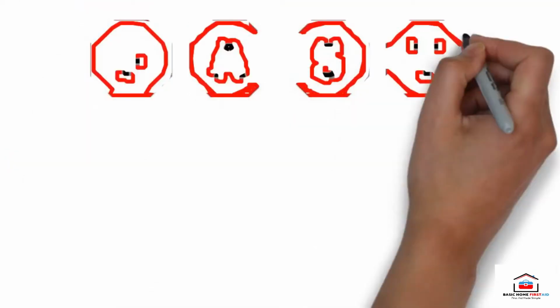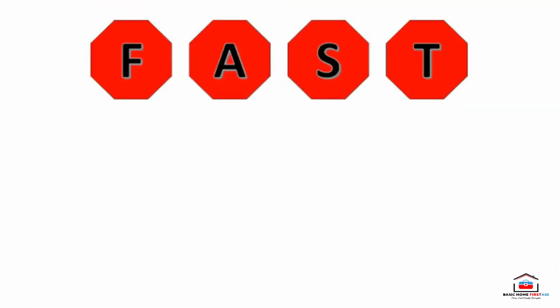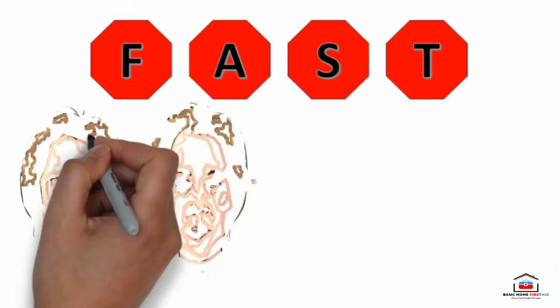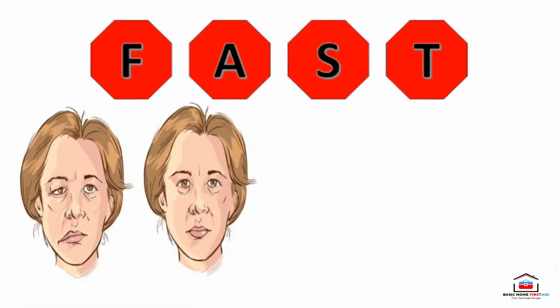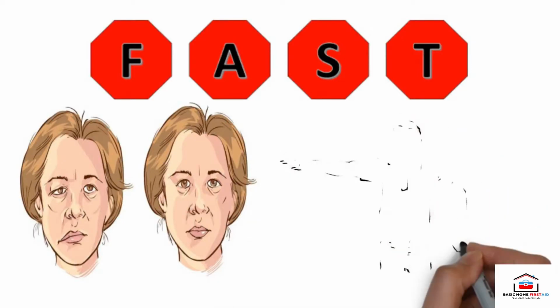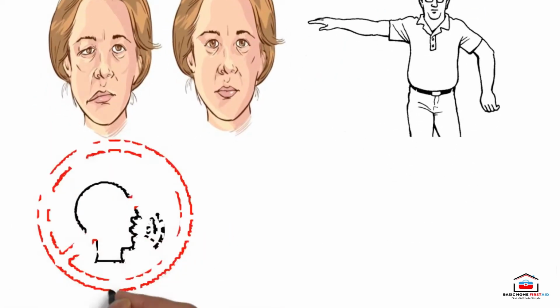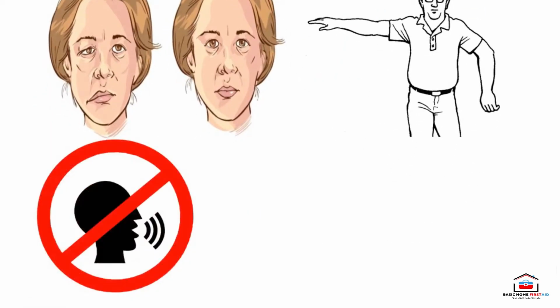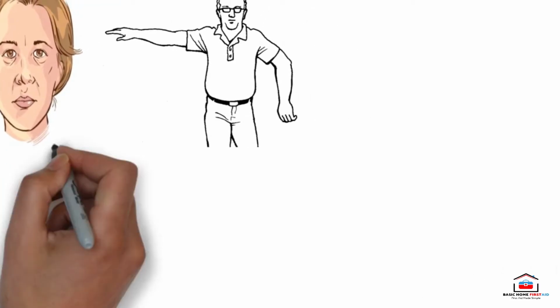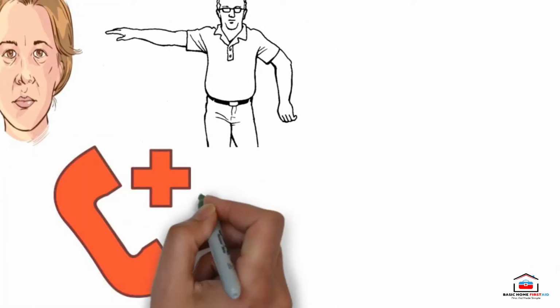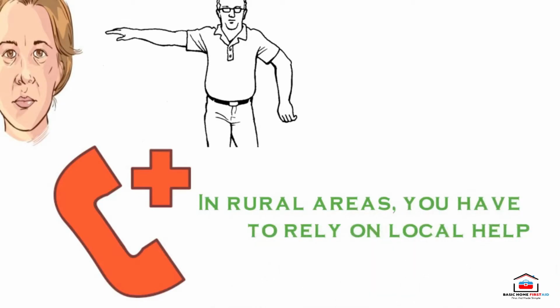Recognition of an individual having a stroke is done using the FAST guide. F for facial weakness, where the casualty is unable to smile evenly and the mouth or eye may be drooping. A for arm weakness, where the casualty is only able to raise one of his arms. S for speech problems, the casualty is unable to speak clearly or may not understand spoken word. T, which is time to call for emergency help if you suspect that the casualty has had a stroke.